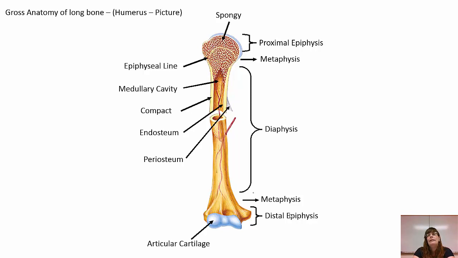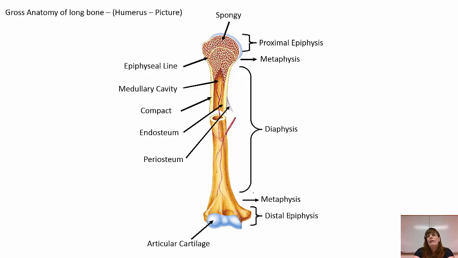The epiphyseal line is in the proximal epiphyses. You can see that there. So this is an adult bone. The metaphyses is where the epiphyses and the diaphysis meet. So you're going to have one on the proximal end and one on the distal end.